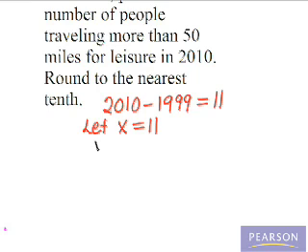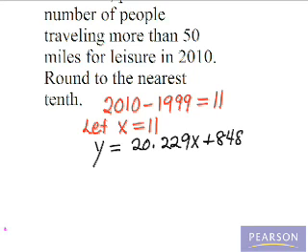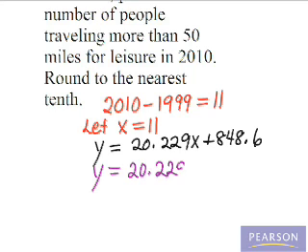We're going to use the equation y equals 20.229x plus 848.6. We get y equal 20.229 times 11 plus 848.6.